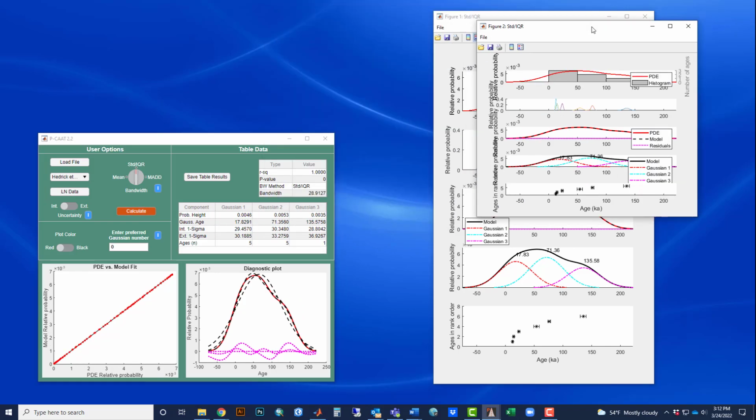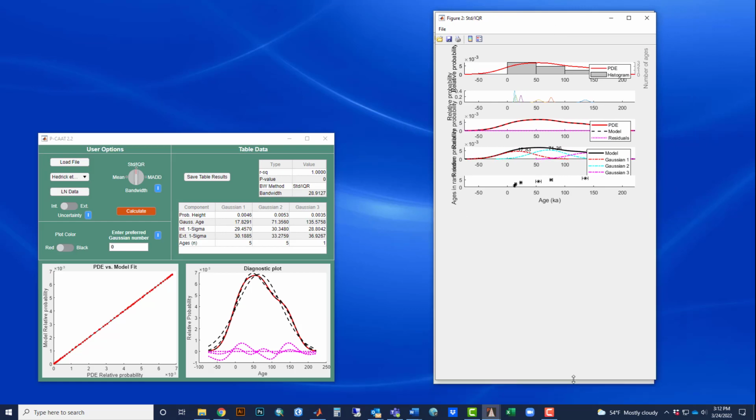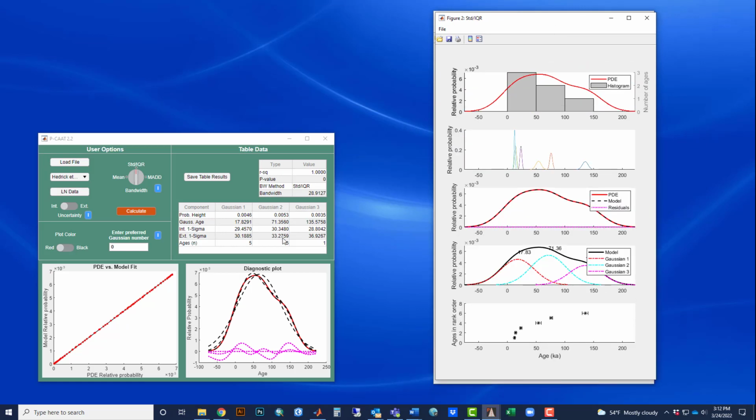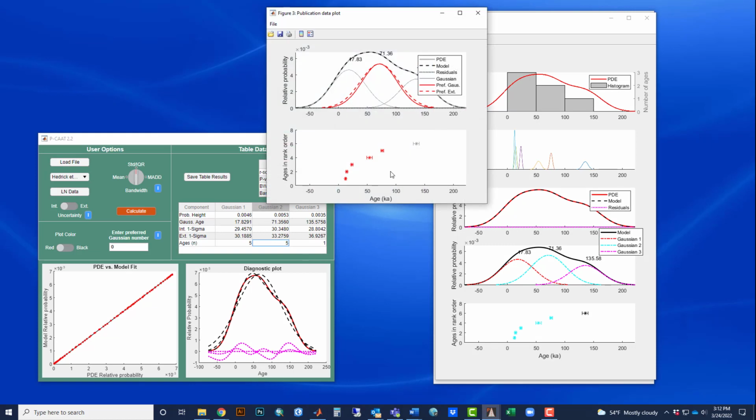Gives us the exact same plot. We can see here that Gaussian 2 encompasses at least 5 ages at the 2 sigma range. So that would be my preferred Gaussian. Gaussian 3 only has 1 age. Again, I'll go for the oldest component Gaussian that has 3 ages, or completely encloses 3 ages. In this case, that's number 2.